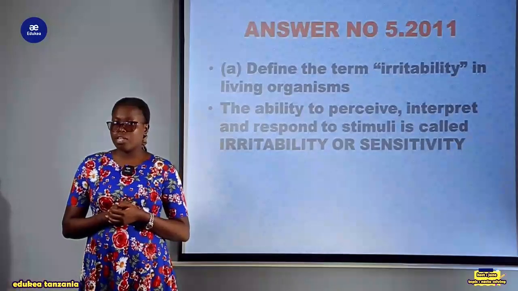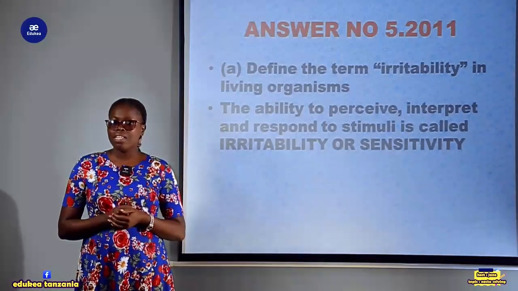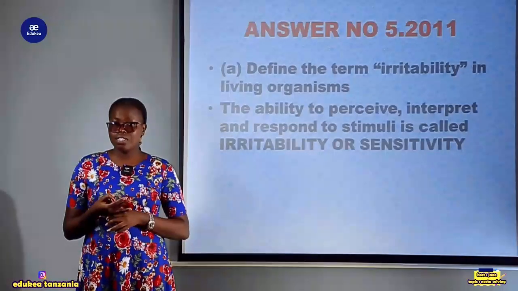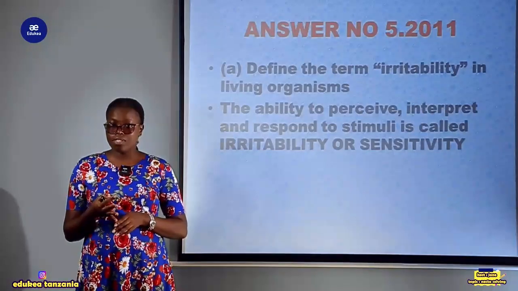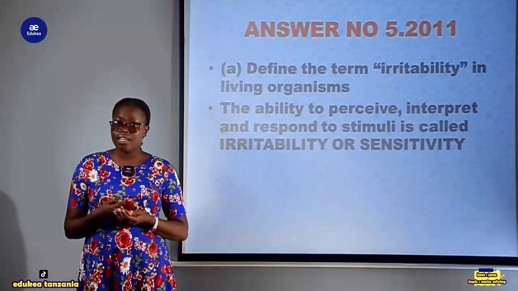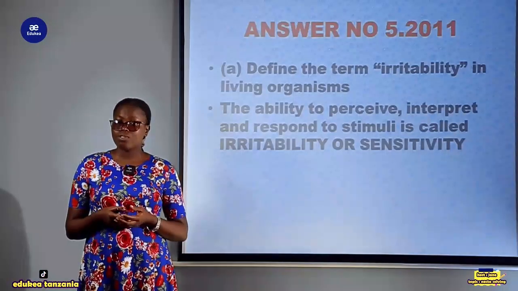Take an example of the human being. Human beings have five sense organs. Human beings have eyes, all mammals have eyes, they have ears, nose, tongue, as well as the skin.